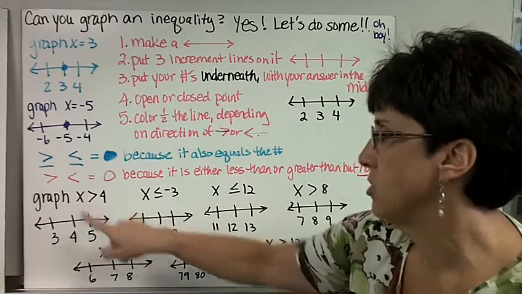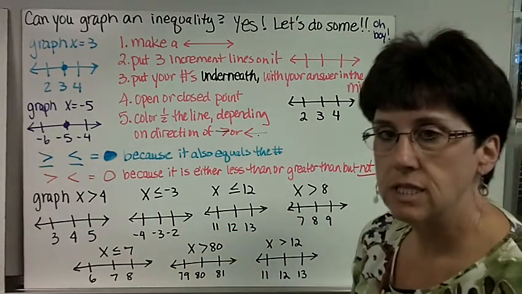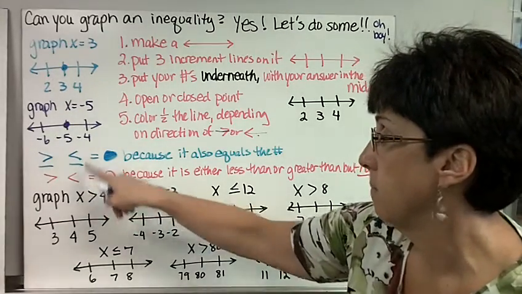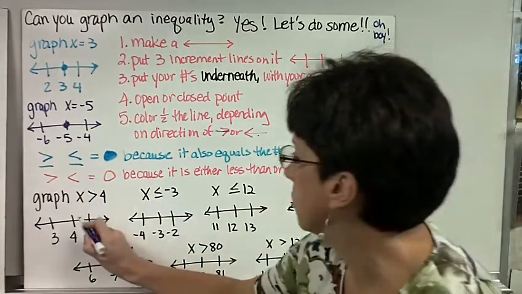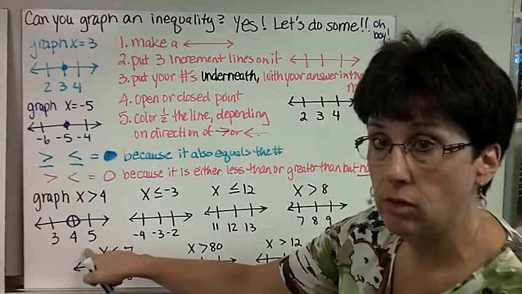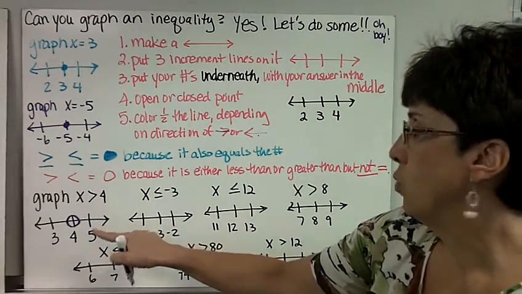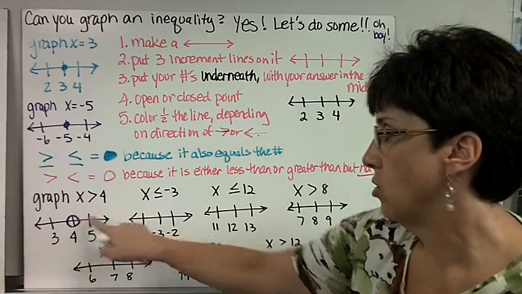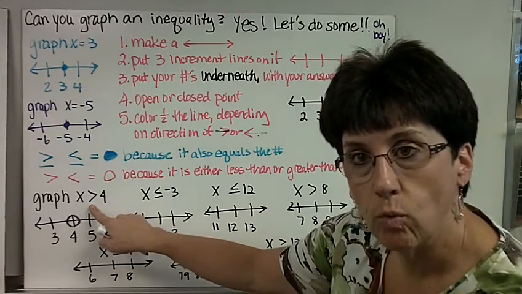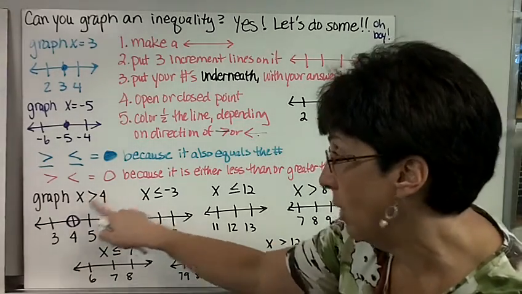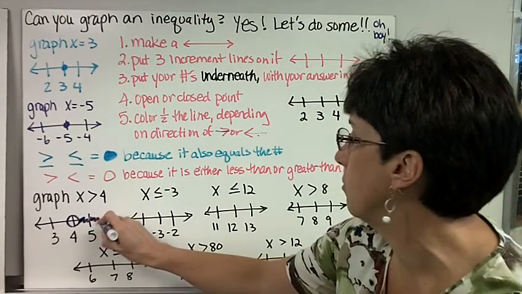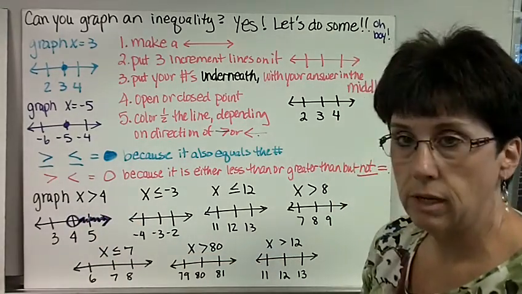I'm going to graph x is greater than 4. So first, is this going to be an open circle or a closed circle? Well, look back here. Hopefully you said open. So I'm going to put an open circle on the 4. I've already done my number line for all of them, okay? And now, which way do I color? Do I color going to the right or do I color going to the left? Well, look at your inequality symbol. Which way does this point? This points to the right. So I color along on top of my line and it goes to the right.